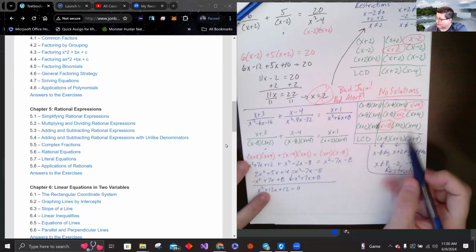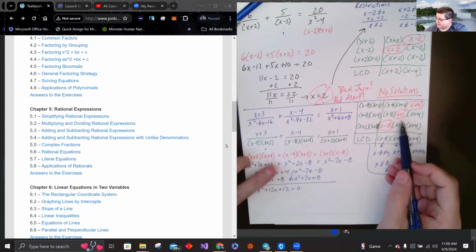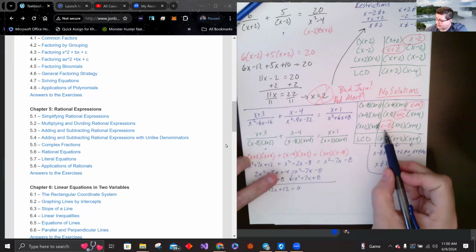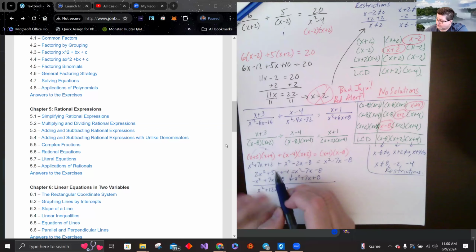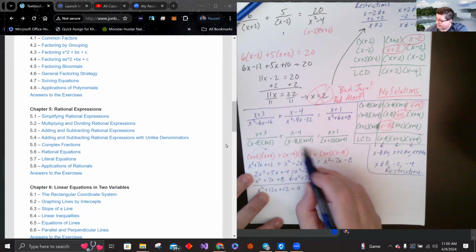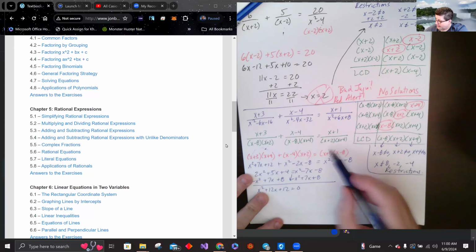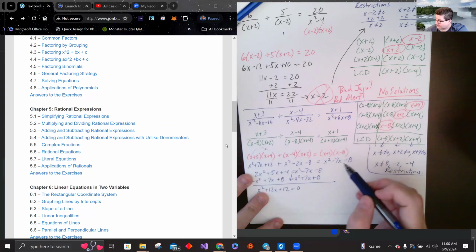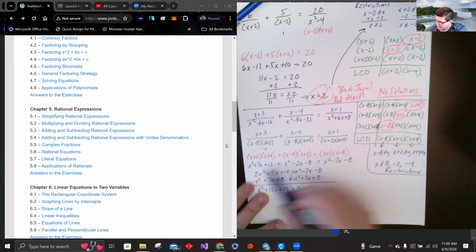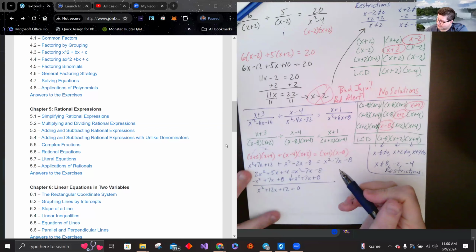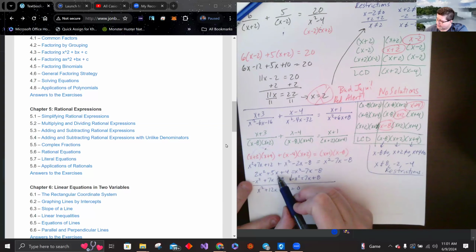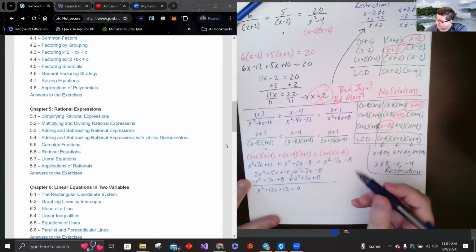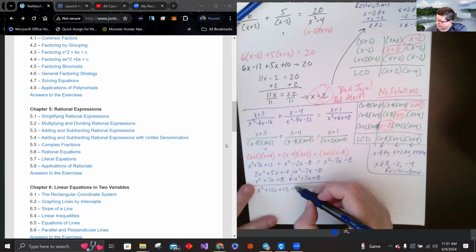X plus 3 times x plus 4. X minus 4 times x plus 2. X plus 1 times x minus 8. 3x and 4x is 7x. Negative 4x and 2x is negative 2x. And negative 8x plus x is negative 7x. And I got all my products correct. Did I gather like terms correctly here? 2x squared, 7 minus 2 is 5. 12 minus 8 is 4. Minus, plus, plus.